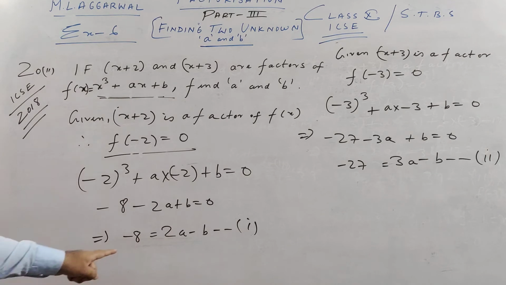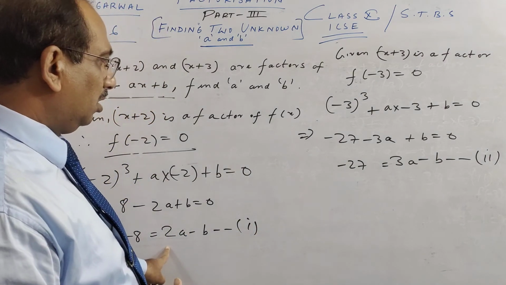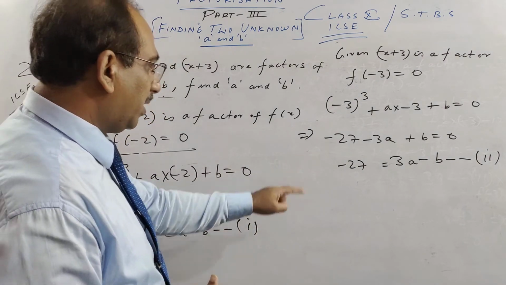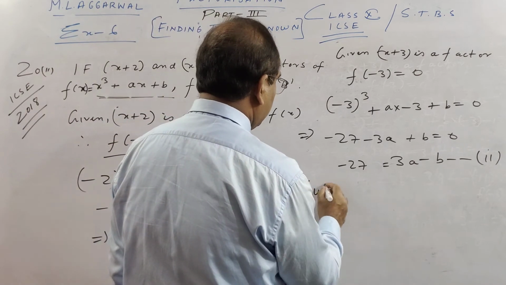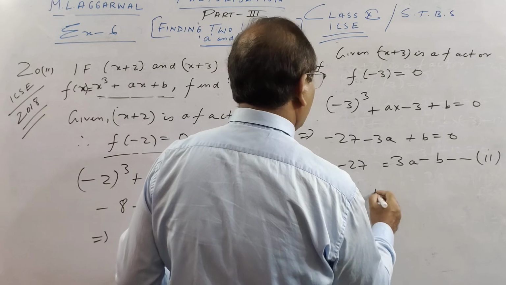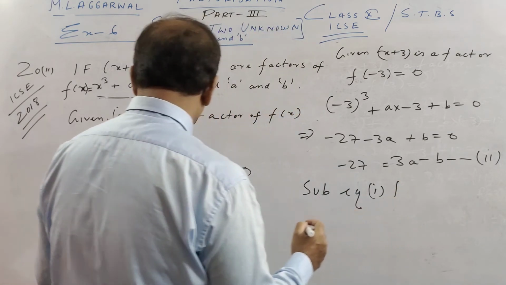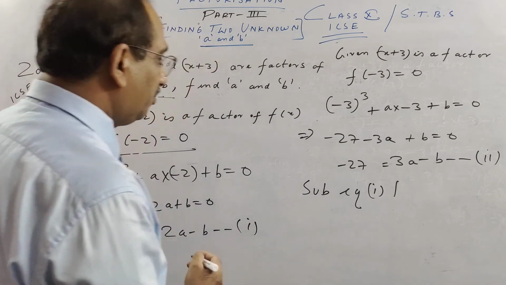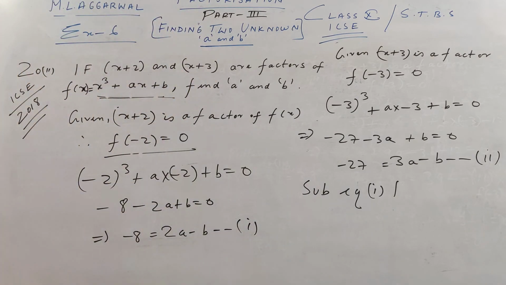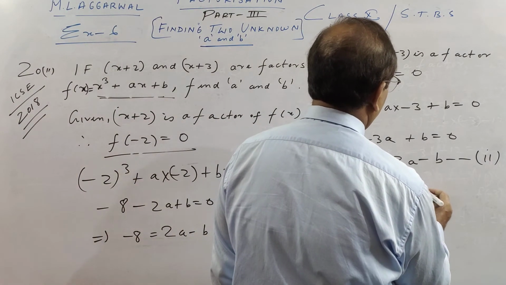So now we will solve equations 1 and 2. So what do you see here, children? Both have minus b. So what I write, subtracting equation 1 from 2. You see which one will be better. So we subtract equation 1 from 2. You see why, I'll explain it to you.